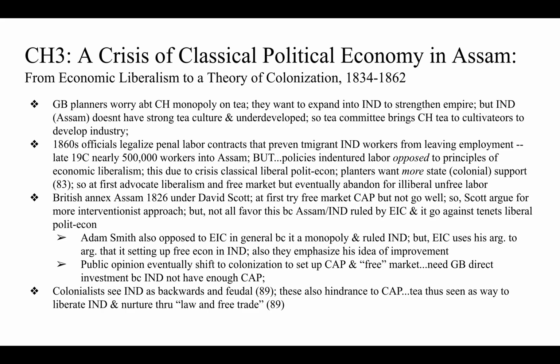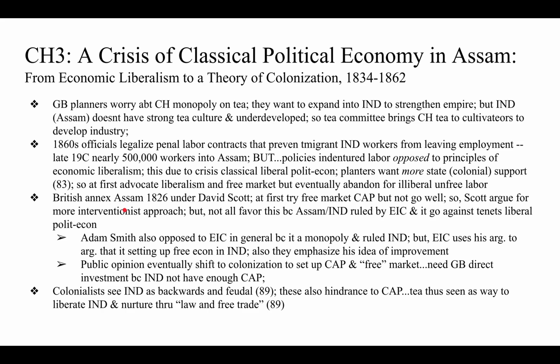They wanted more state and colonial control in England. They wanted the state to implement these penal labor contracts, for example, to oppose these newly emerging ideas of classical political economy and liberalism. So at first, planters advocated liberalism by saying, let's expand the economy, the tea economy in India. And this will be great for everyone there because it'll be the, quote, free market. But eventually, they then abandoned this for illiberal ideas of unfree labor.